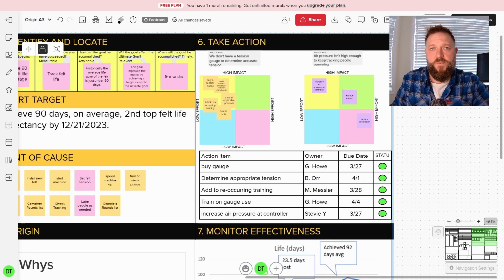So that is it for step 6, take action. In the next videos, we'll look at monitor effectiveness and then standardize. So once we implement these action items, how are we going to monitor their effectiveness? And then finally standardize that success.